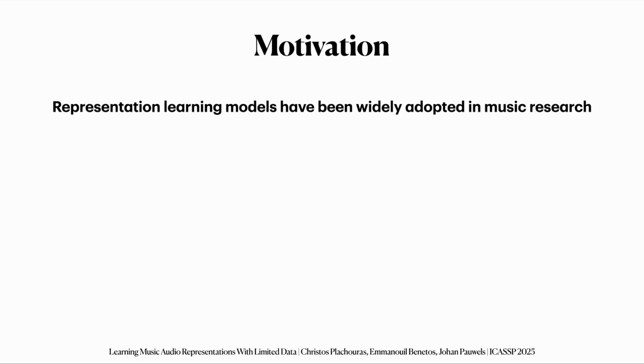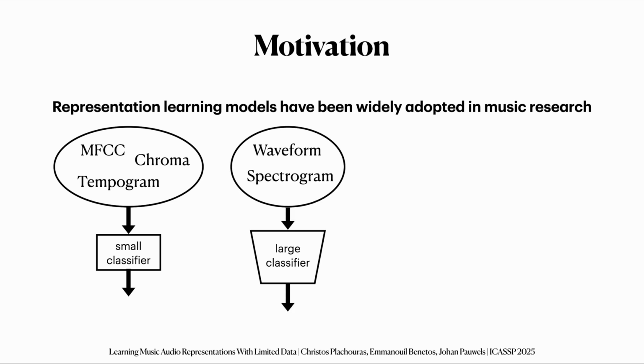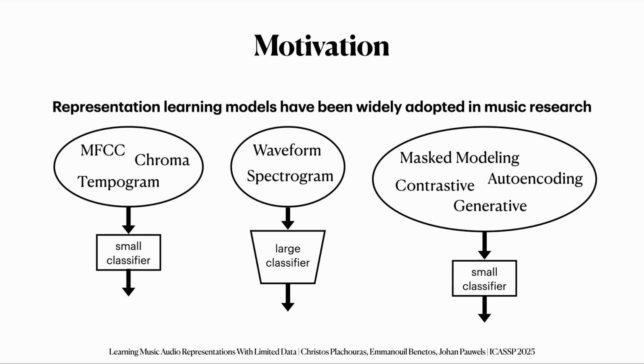Representation learning has been widely adopted in music research and in the field of MIR, music information retrieval. It used to be that people would design and use handcrafted features and often pair them with a small classifier. That sort of shifted towards trying to do this more end-to-end, starting from the waveform or spectrogram, more raw data representations, and having larger classifiers. But lately it's been very successful to use all kinds of pre-trained models. There are some in music based on masked modeling, autoencoding, contrastive learning, extracting features, and then using a small classifier. And that has been shown to increase performance in many MIR tasks.